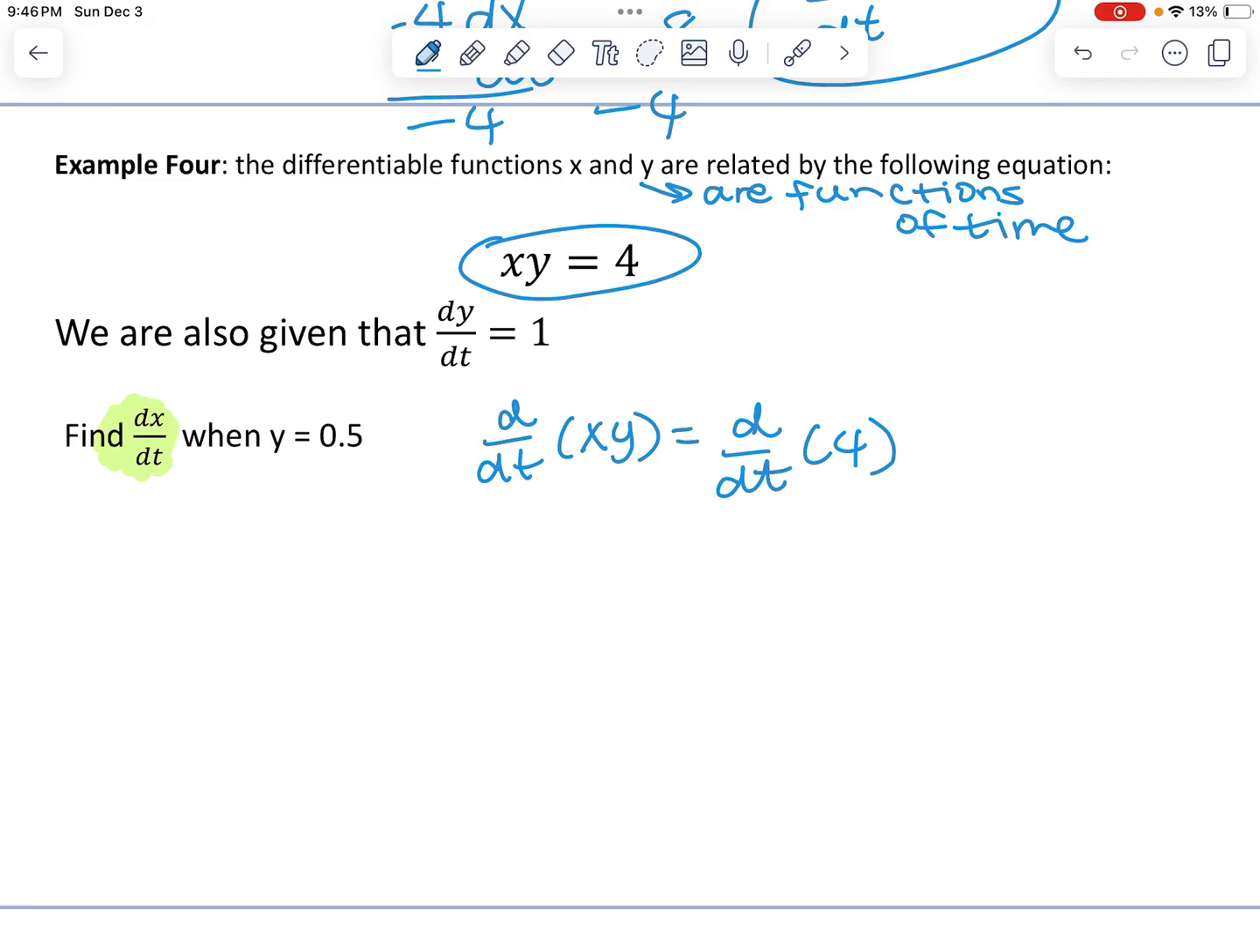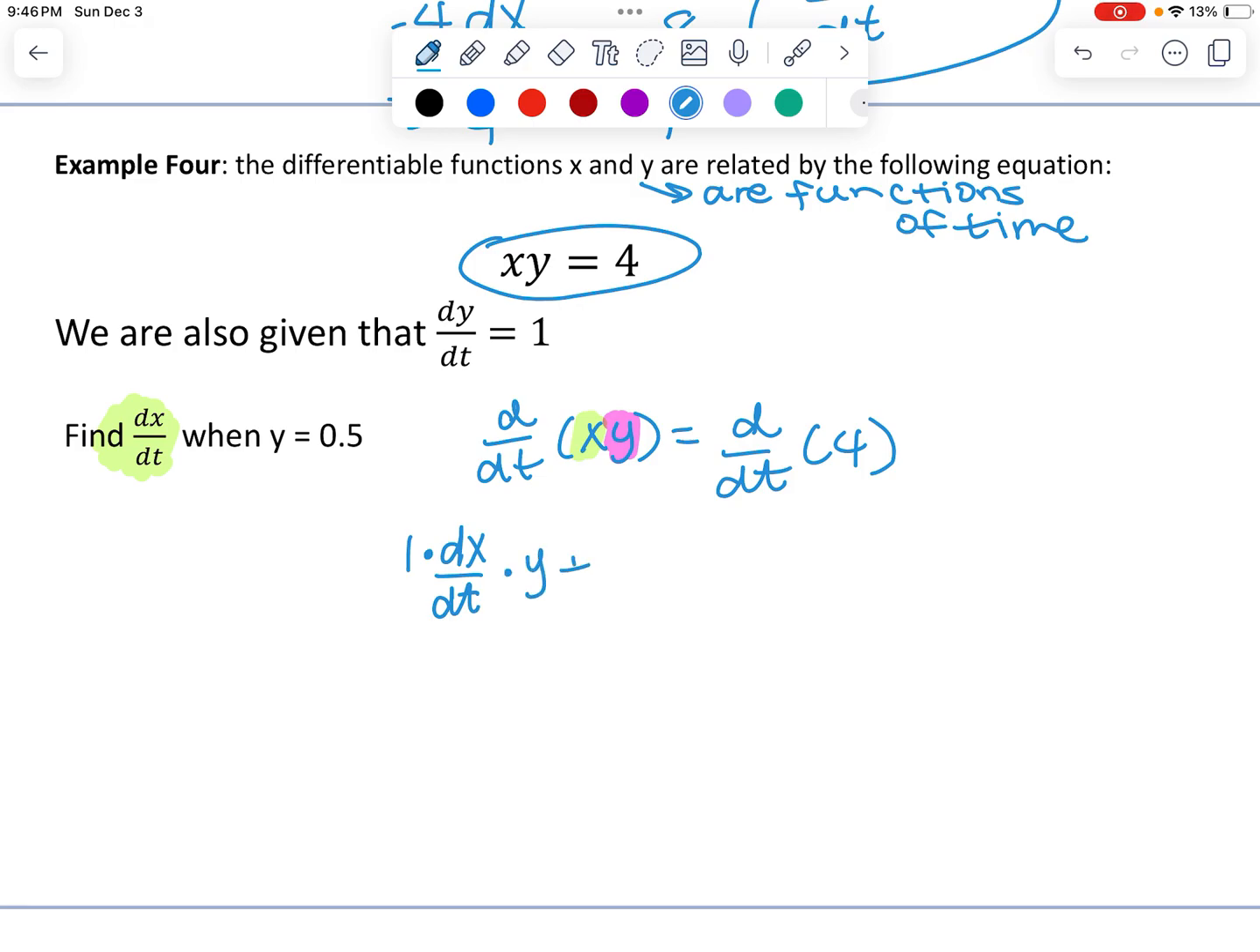So we have two functions here, right? Function 1, function 2. I take the derivative of x, that's 1, but because it's a function of t, it'll be times dx/dt. Then I'll multiply that by the original second function, which is y. Then I'll do a plus sign, and then the original first function times the derivative of the second function, which will be 1 times dy/dt. And that equals the derivative of 4, which is 0.